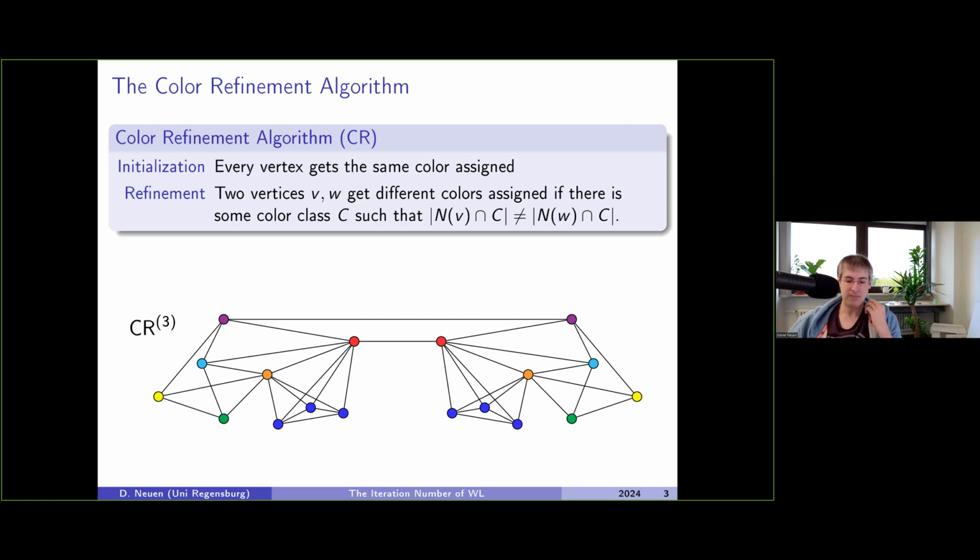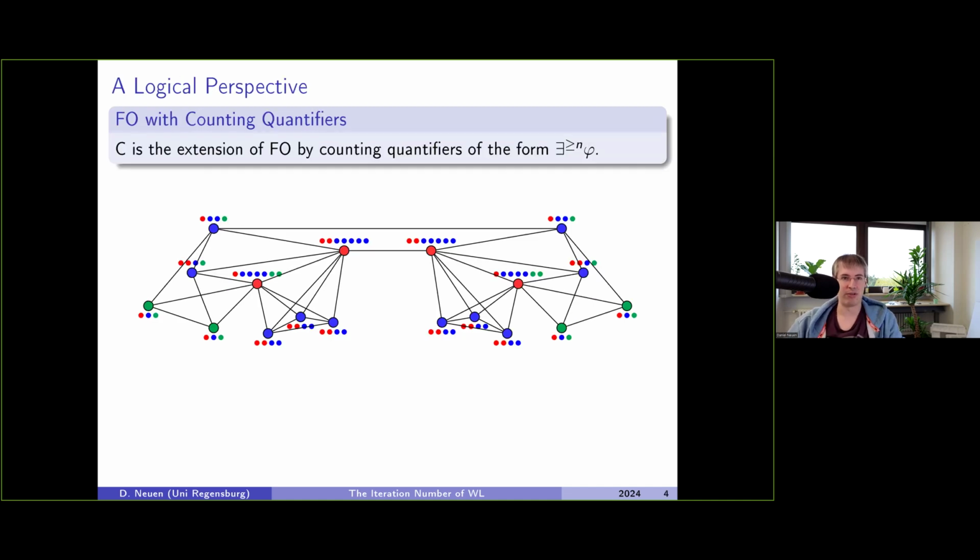Now, before I continue, let me present 2 alternative perspectives on this. So the first alternative perspective is a logical perspective on this algorithm. And now what we are trying to do is we are trying to distinguish vertices by writing formulas in first order logic, and we extend it by counting quantifiers of this form. There exists at least n objects x so that phi holds.